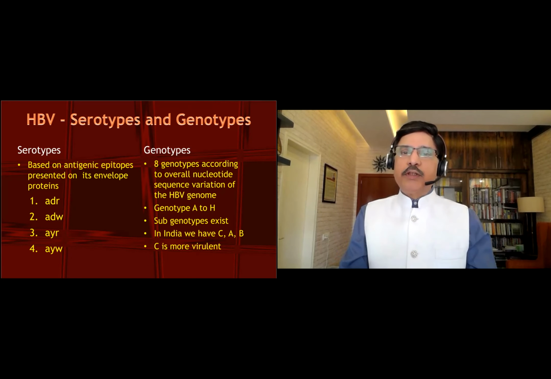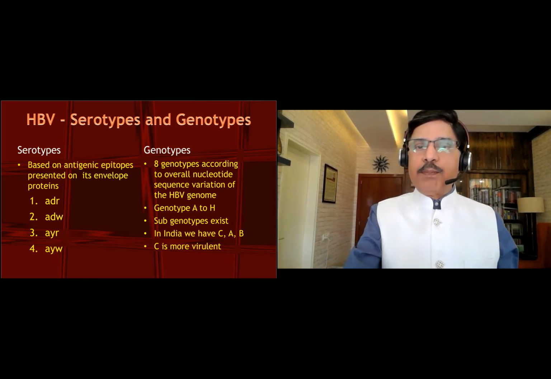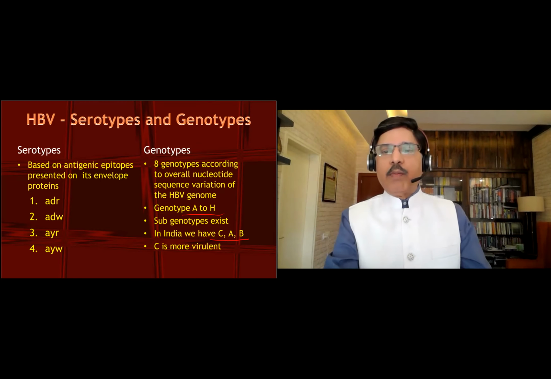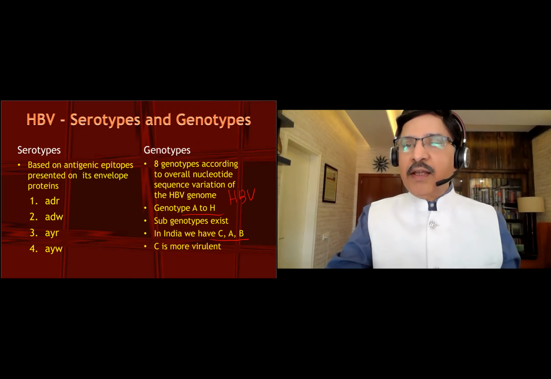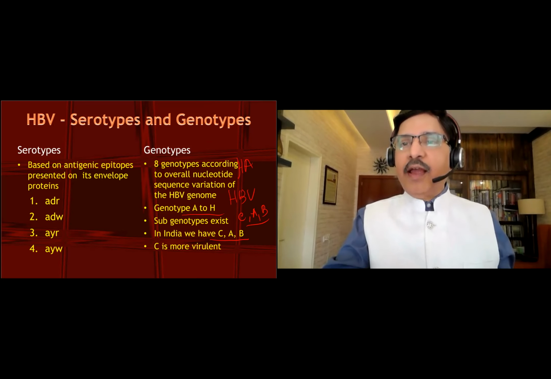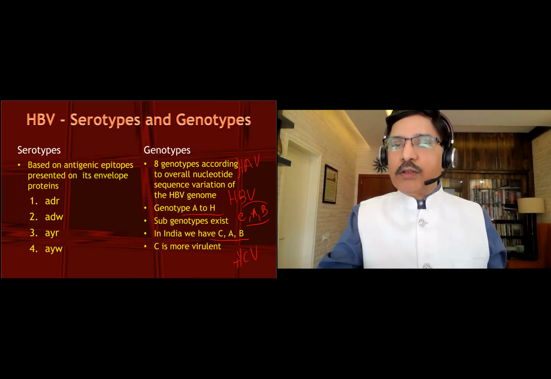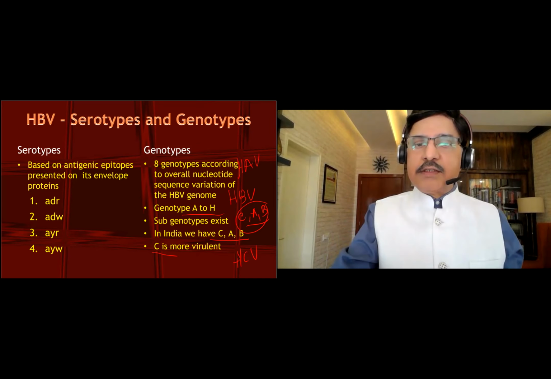This has nothing to do with hepatitis A or B or C. All are hepatitis B only, but the genotypes A to H. Genotypes C, A, and B are very common in India. When I say genotype, this is not hepatitis A virus. Hepatitis A virus is called HAV, and C virus is called HCV. They are different. So among the genotypes, C, A, B are the three important genotypes present in India, and C is more virulent.